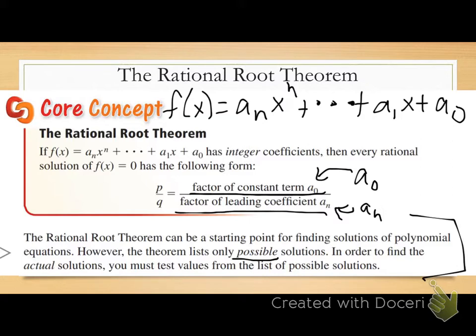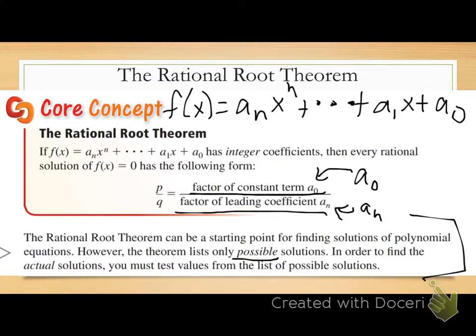So once again, when I list out my factors of my constant term over my factors of my leading coefficient, that's just a list of possible solutions. And to get my actual solutions, I must test the values from that list of possible solutions. So, like we said at the beginning of the class, this is a very long and tedious process. It can be short and sweet if I get lucky and my first value that I start testing is a factor.